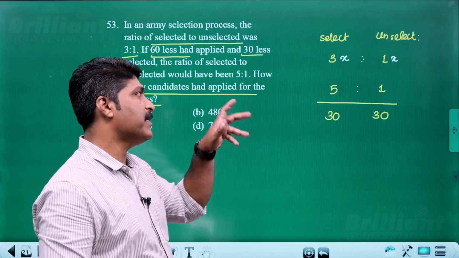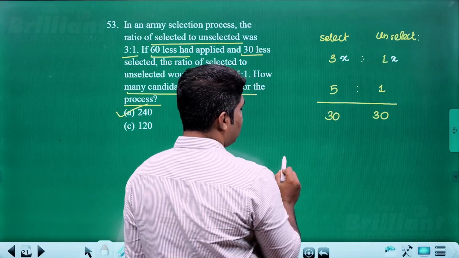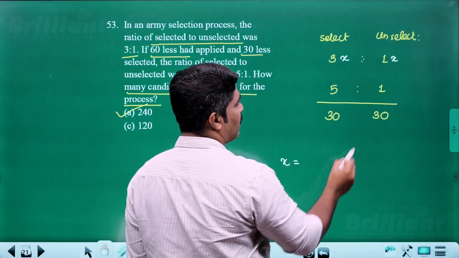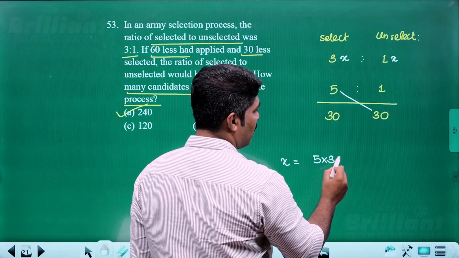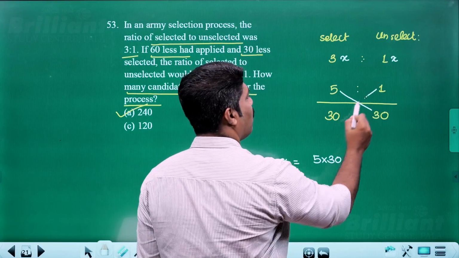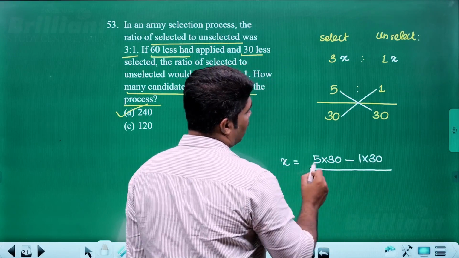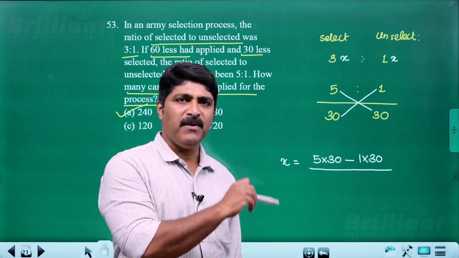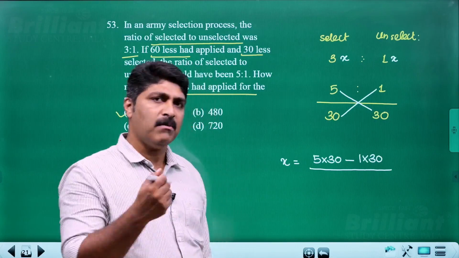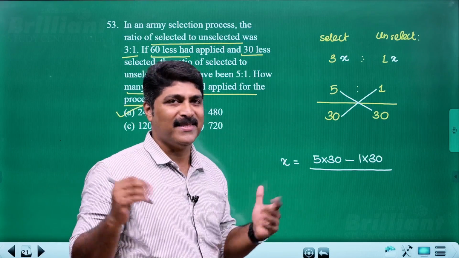The tricky changing ratio concept, we can apply that method. For finding this x, you just make a cross multiplication like this. This is 5 into 30 minus 1 into 30, that's the first step. And then moving to the denominator. Understand, this is similar to the previous conventional type of approach. This is a quick method to reach the value of x. The rest of the operations are the same.